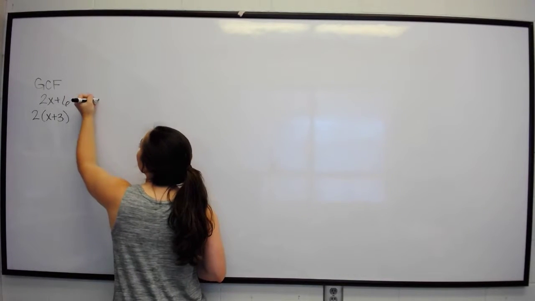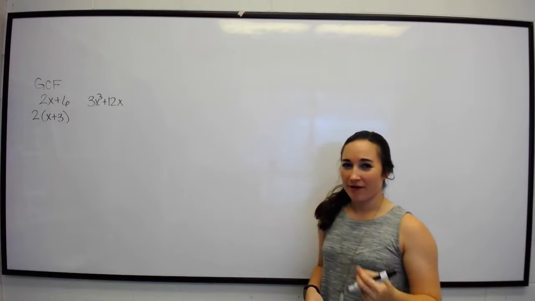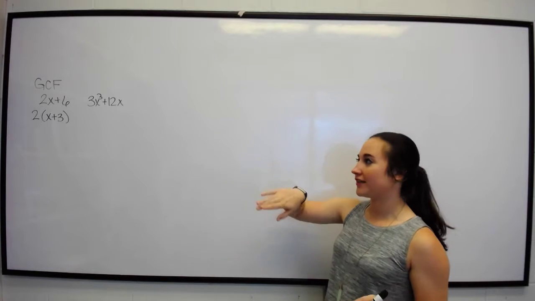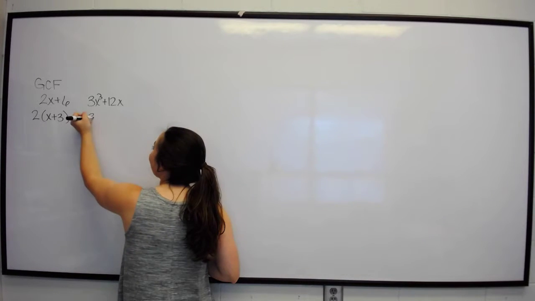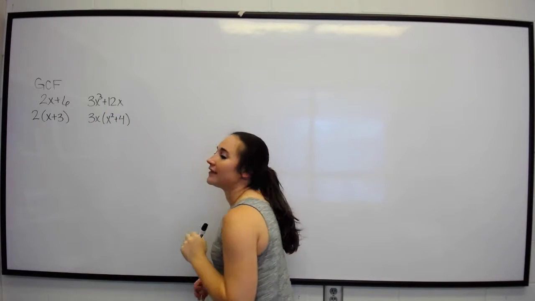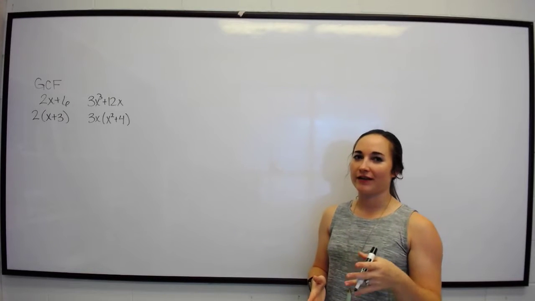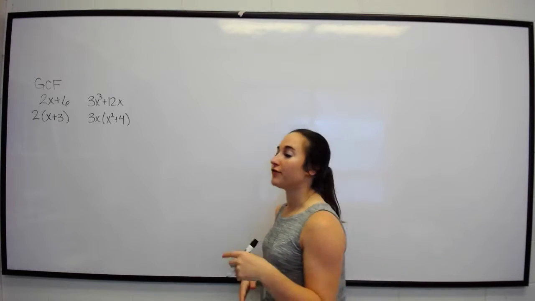Sometimes we might have an expression with two variables. You can still factor by finding the greatest common factor. So if you look here, our GCF is now 3x, and we will be left with x squared plus 4 in our parentheses. So the greatest common factor, easiest way to factor, that's the one I always check for first.